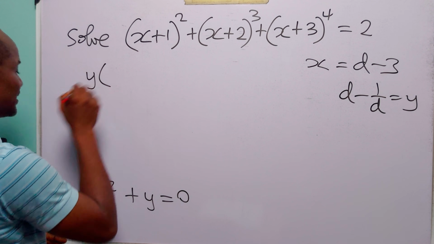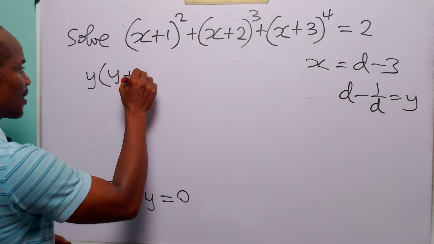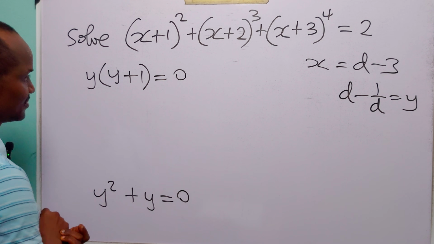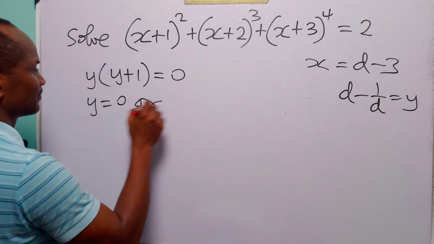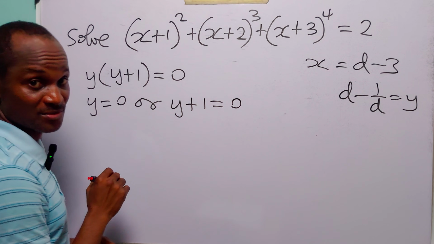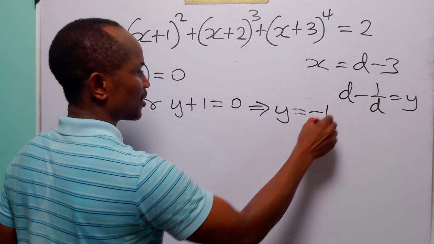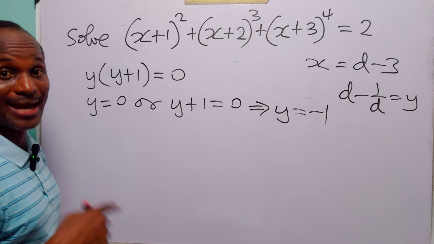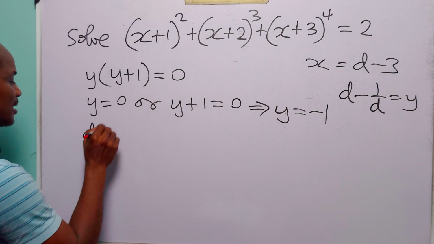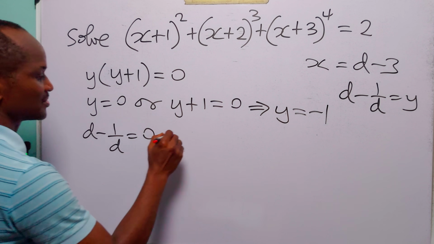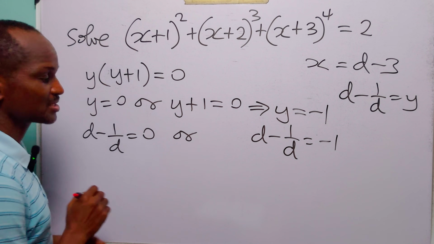We have y into y squared divided by y is y, and y divided by y is 1, and this is equal to 0. And from here, we have that either y is equal to 0 or y plus 1 is equal to 0. And of course, from here, we have that y is equal to minus 1. So we have two values for y, 0 and minus 1, which means that either d minus 1 over d is equal to 0 or d minus 1 over d is equal to minus 1.